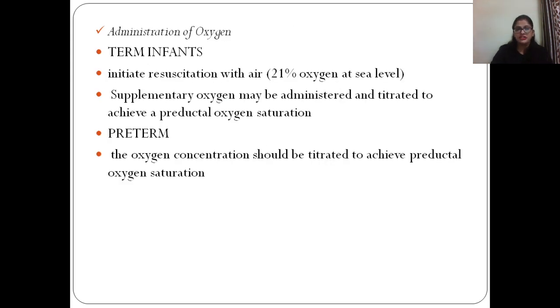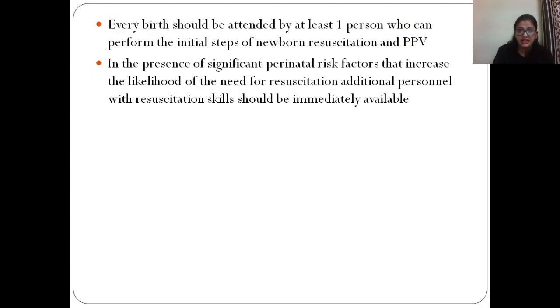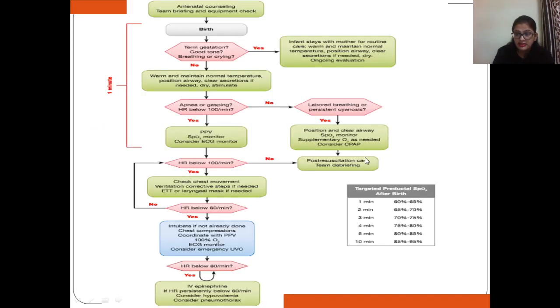So in term infants, you can initiate resuscitation with air, that is 21% of oxygen, and you can give supplementary oxygen, but this should be titrated to achieve a preductal oxygen saturation. Similarly, in preterms, to avoid injury due to excess of oxygen, whatever oxygen you are giving should be titrated to achieve the preductal oxygen saturation. And for this as well, recommendations are given, and these are the targeted preductal SpO2 after birth.